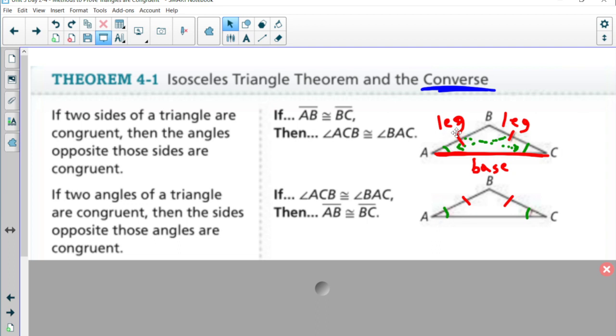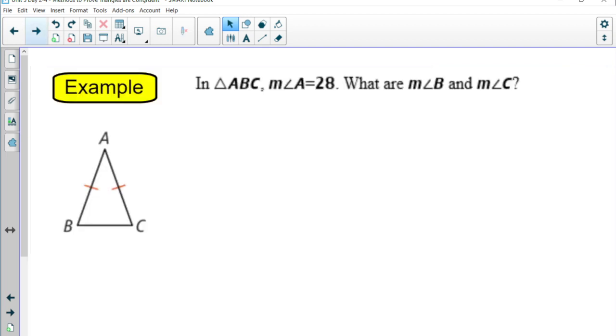So let's look at a couple of problems that use this idea that you're going to see on the Savas assignment we have today. All right. Now, let's start with a fairly straightforward one. We have the measure of angle A is 28 degrees. So this is 28 degrees. There's angle A. And you'll notice that it's isosceles. So here are the two sides that are the same. So therefore, here are the base angles that have to be the same.